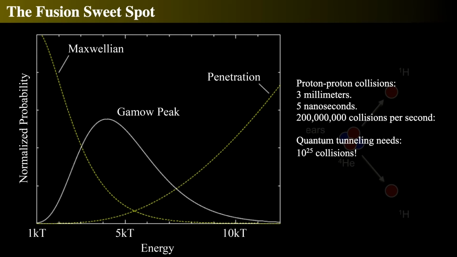A proton goes 3 millimeters and whacks into a proton 200 million times every second in the center of the sun. A typical proton. There are a lot of protons in the center of the sun, so how often does this happen? Well, that's still not enough, because the Gamow Peak is very tiny. It's still so rare that it has to do 10 to the 25th collisions, on average, before it has the chance to tunnel into the other proton and do the fusion dance.